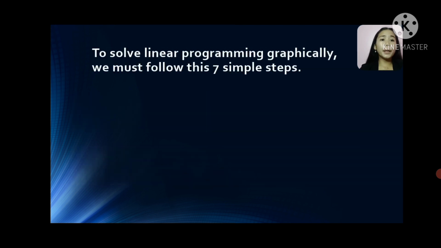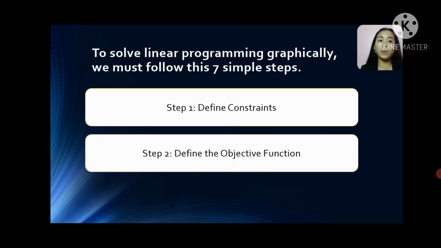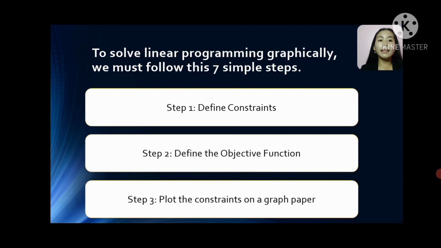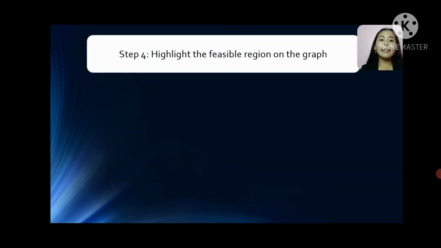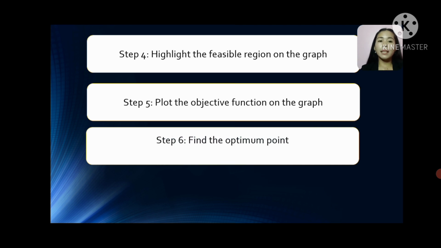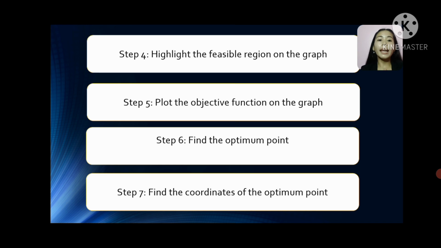Now, to solve linear programming graphically, we must follow these 7 simple steps. Step 1. Define constraints. Step 2. Define the objective function. Step 3. Plot the constraints on a graph paper. Step 4. Highlight the visible region on the graph. Step 5. Plot the objective function on the graph. Step 6. Find the optimum point. And last, step 7, find the coordinates of the optimum point.